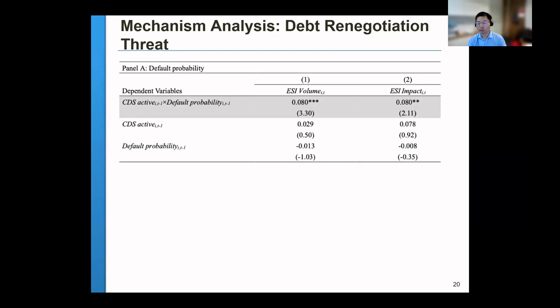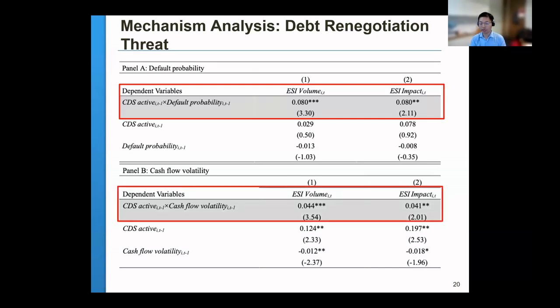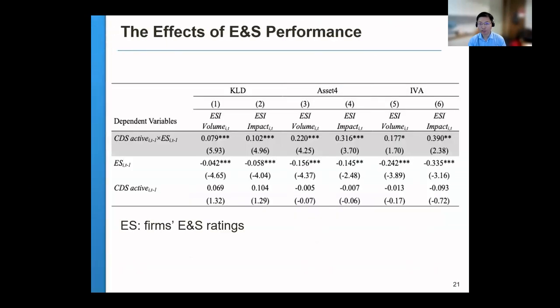And for debt negotiation, it is more like the top creditor channel. We use the default probability and cash flow volatility. If the default probability is higher, meaning the firm is closer to default, the top creditor problem becomes more pronounced because there is a higher likelihood of being involved in negotiation. Here we do document significantly stronger impacts of CDS on CSR. That also supports the top creditor channel.